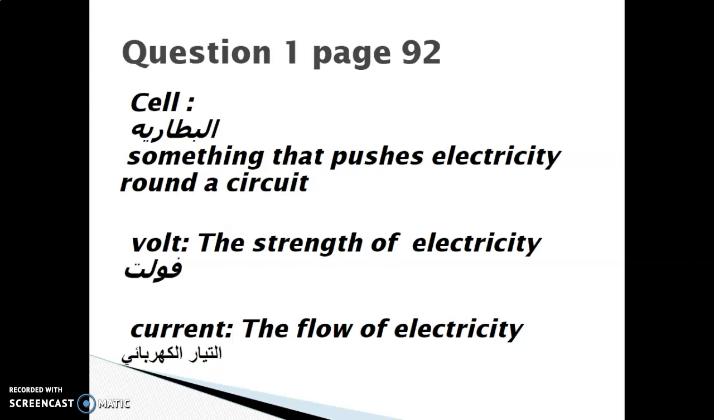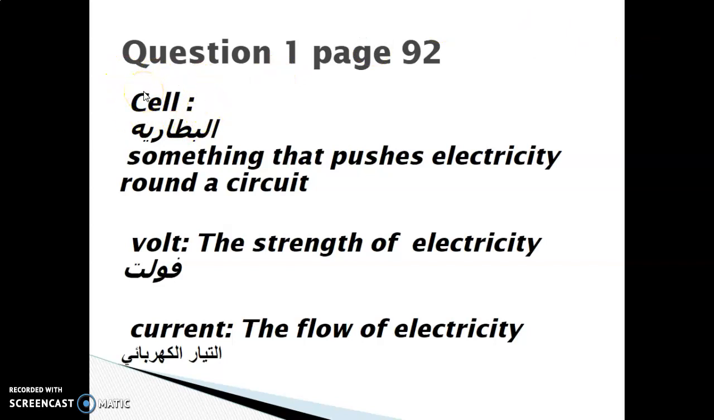Question 1. Write one word that each of the following describes. We need to write the suitable word for the answer. A. Something that pushes electricity round a circuit. The answer is cell.